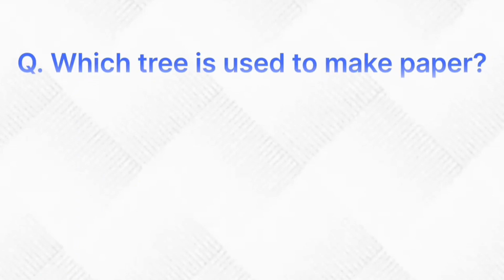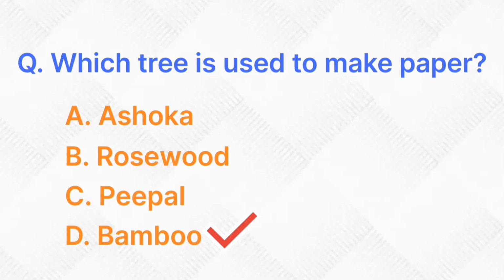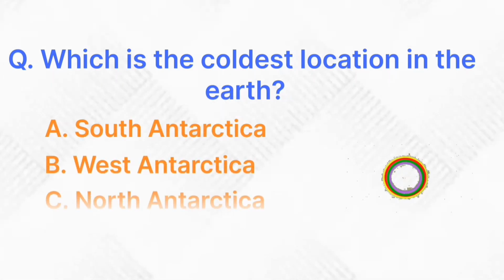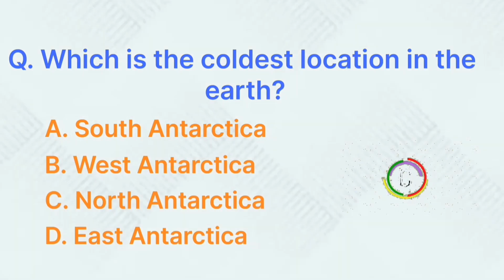Which tree is used to make paper? Option D, bamboo is the correct answer. Which is the coldest location in the earth? Option D, East Antarctica is the correct answer.